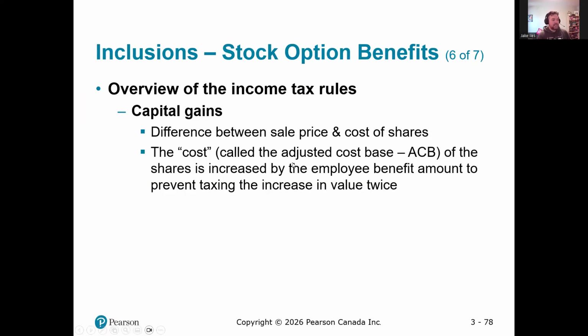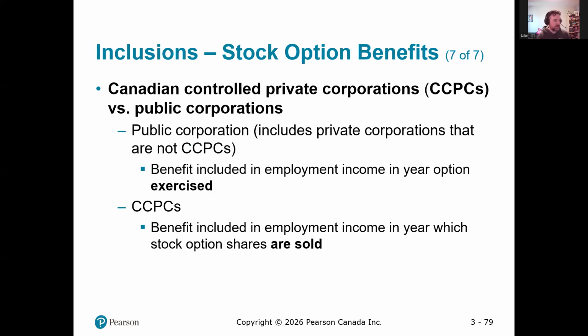The cost is equal to what I paid for it plus the employee benefit. The employee benefit's always the difference between what I paid and the fair market value at option. So the cost base will always be the regular fair market value of that share. Canadian controlled private corporations versus public corporations: for public corporations, the benefit is included in employment income when exercised. For CCPCs, the benefit is included in income when sold. And I've already gone through that.